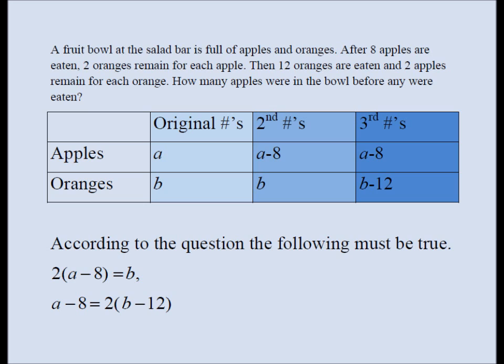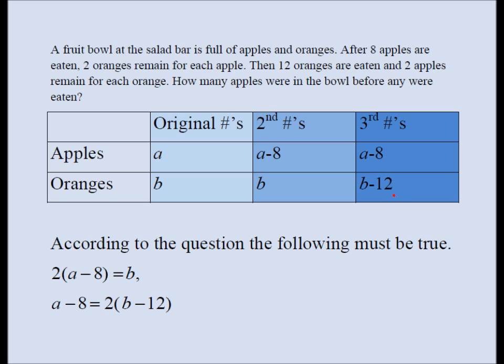Now, what happens? Originally, we had A apples and B oranges. We put it here. Then somebody came and ate 8 apples. So then we had A minus 8 apples. And the number of oranges didn't change, so we still had B oranges. Then what happens? This refers to the second set of numbers. This original one is the first set of numbers. This is the second set of numbers, and here we have the third set of numbers.